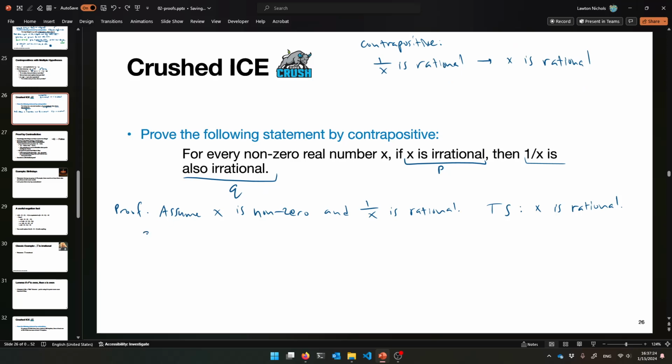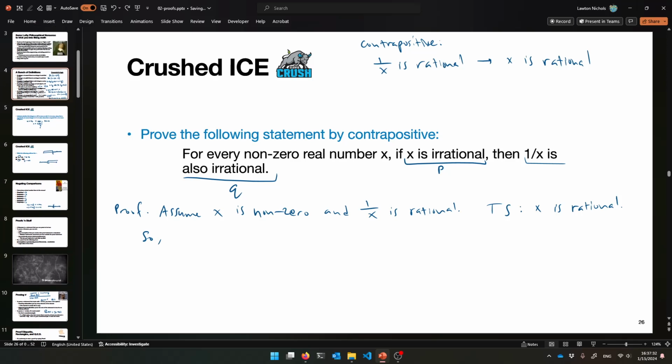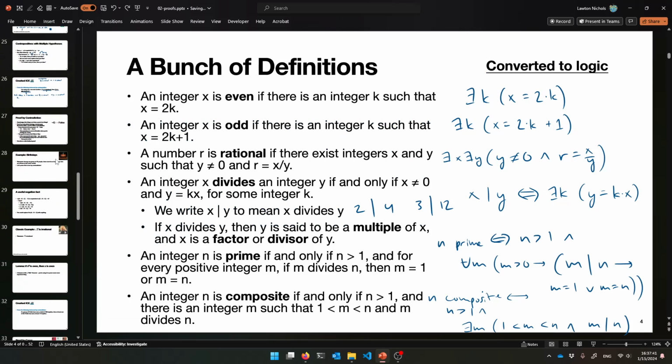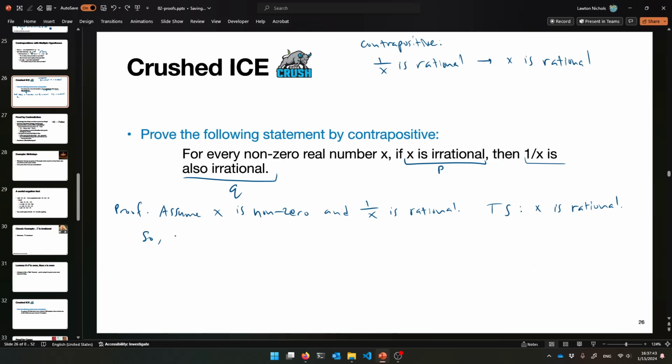When you're rational, that means you're the ratio of two numbers. You're equal to something over something else. Go back to our definition: two numbers, where the second number is not 0. You can't divide by 0. So 1 over x must be equal to m over n, for some integers m and n, and also n is not equal to 0 because you can't divide by 0.